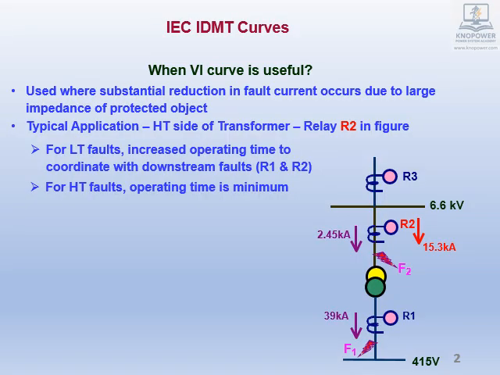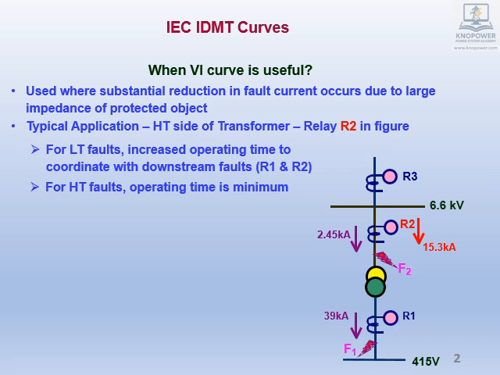We will now discuss where to use which curve. Let us start with VI. Where is it beneficial to use VI? It is used where substantial reduction in fault current occurs due to large impedance of the protected object. It is almost universally employed on the HT side of a transformer, relay R2 in the figure.